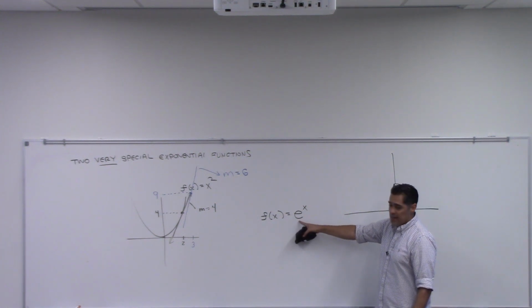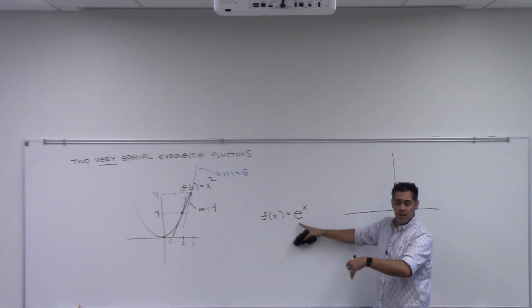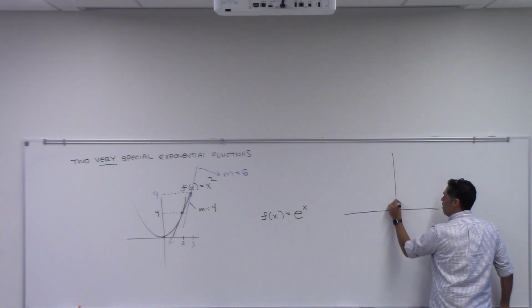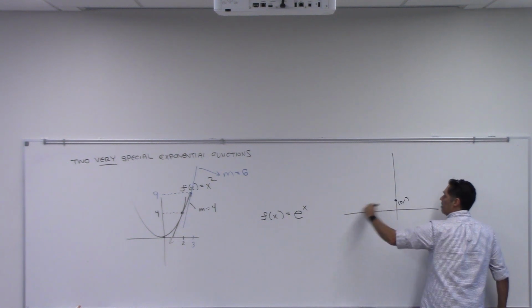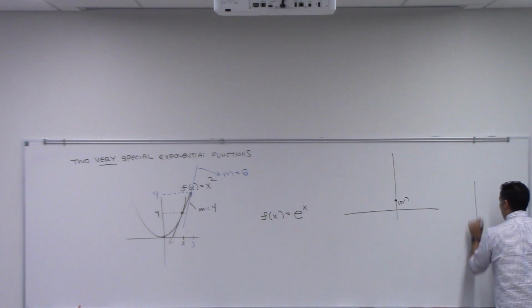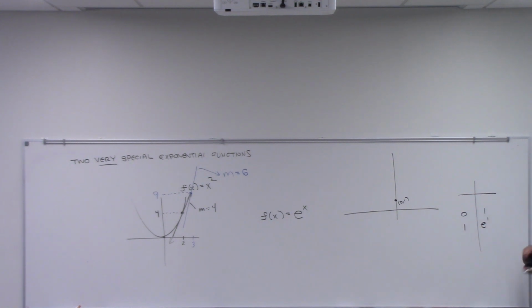Growth, because what's e? About 2.7 something, which is bigger than 1. So I know this must go through the point (0, 1), right? And I know it's going to grow like that. Now, to figure out exactly what it does, I would have to make a table and start plugging some values in. Plug in 0, get 1, plug in 1. What's e to the first power? So this is where you need your calculators. You're going to get approximately 2.718.